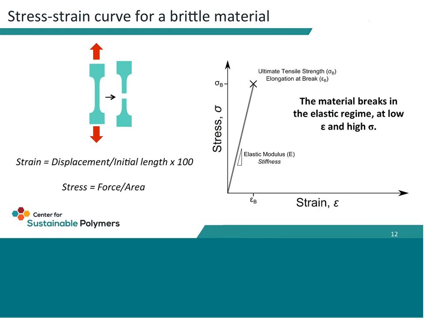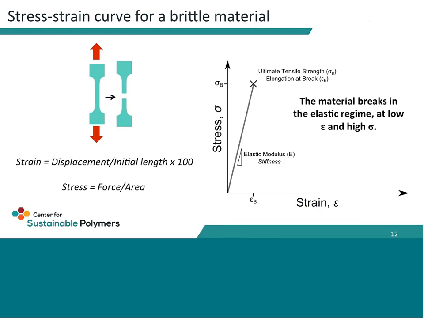We also see that in this linear regime at very low strain, this is deemed the elastic regime, where if you stretch the material for very low strain, it will come back to its original shape. In this regime, we can get the elastic modulus, which is a measure of the stiffness of the material.